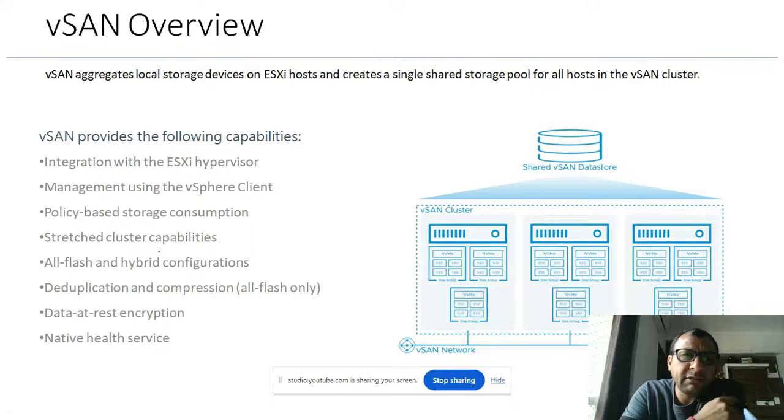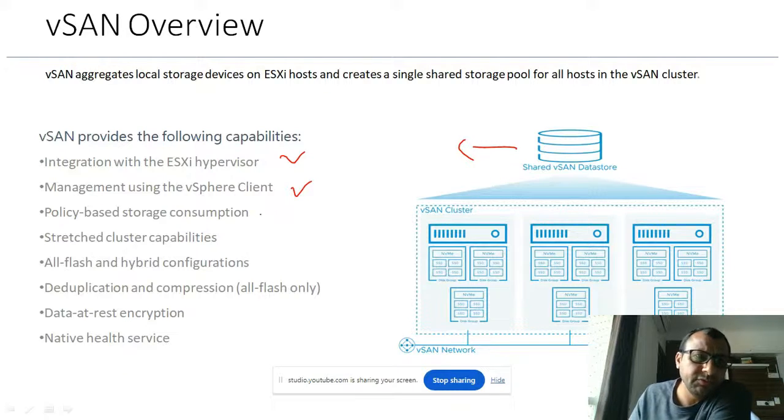From a storage perspective, the primary storage would be vSAN. However, as I said, we can connect secondary storage as well, such as SAN or NFS. So vSAN is the primary storage for my management domain. What is vSAN? It is integrated with the hypervisor, and further it is managed by your vSphere client.